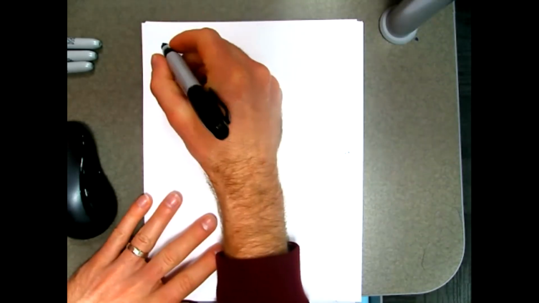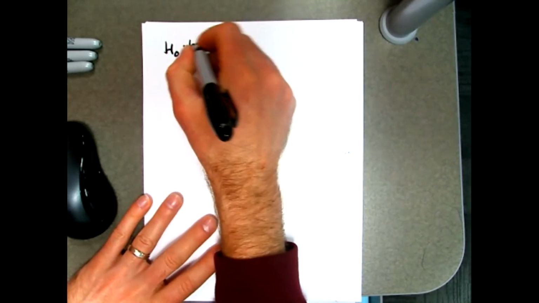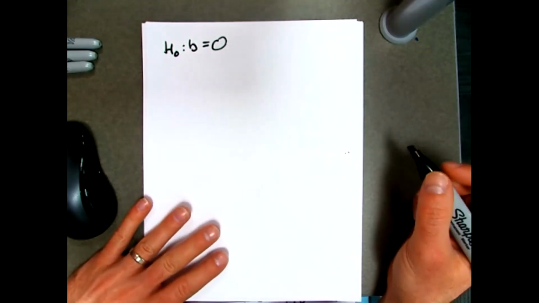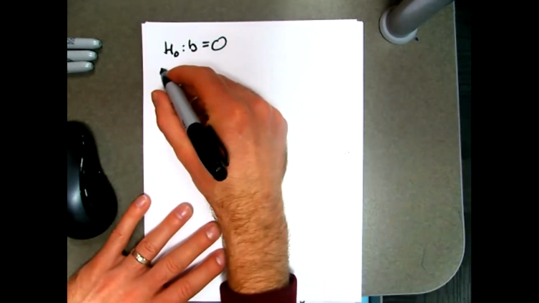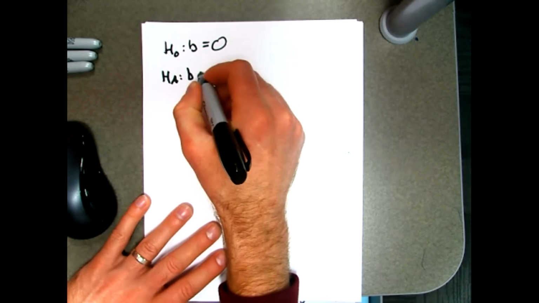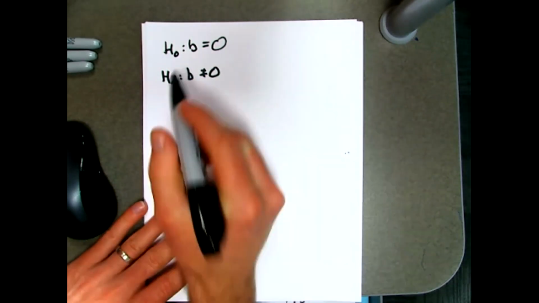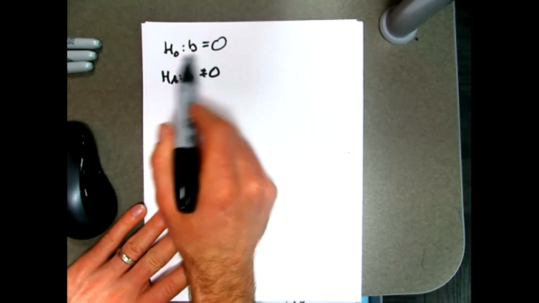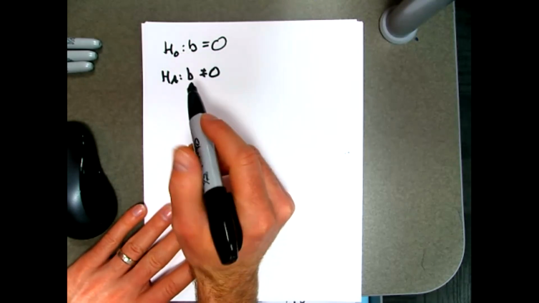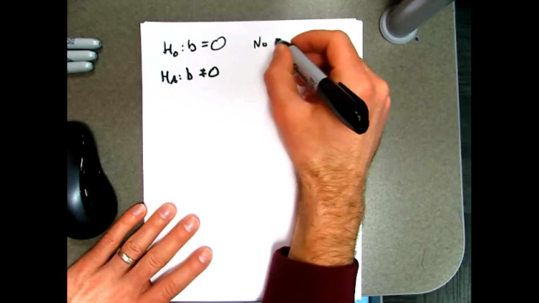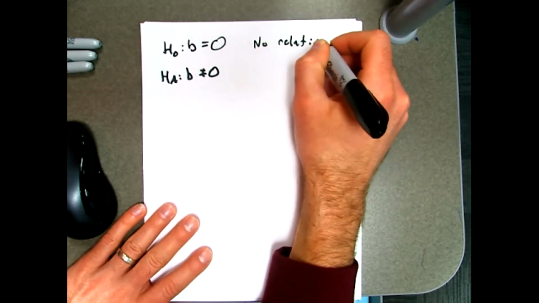Remember, in all of these regressions, we always assume that every slope coefficient is equal to 0, because what we're trying to find is, is it not equal to 0? Is there a relationship between this X and Y variable? That's what we want to find. Stack the deck against ourselves, assume there is no relationship.